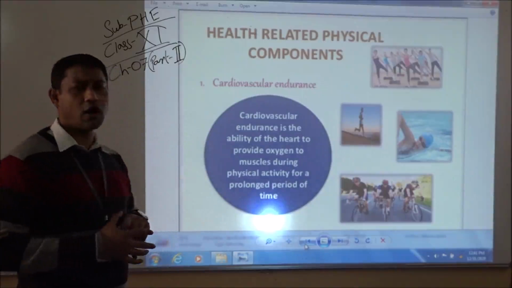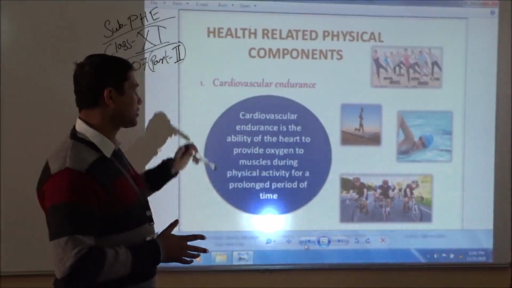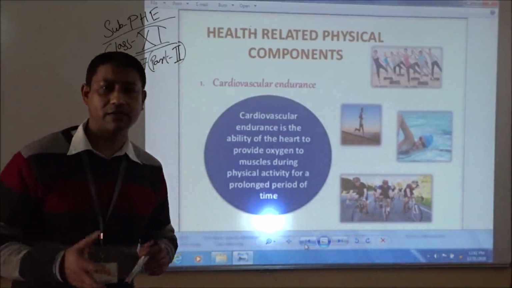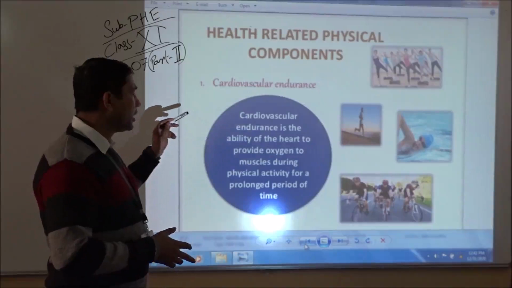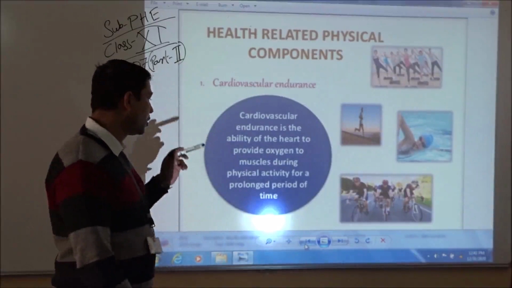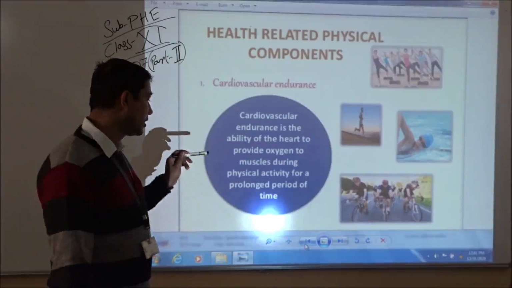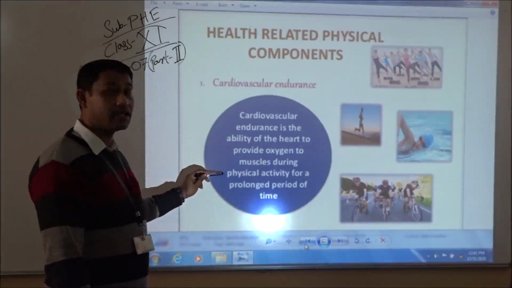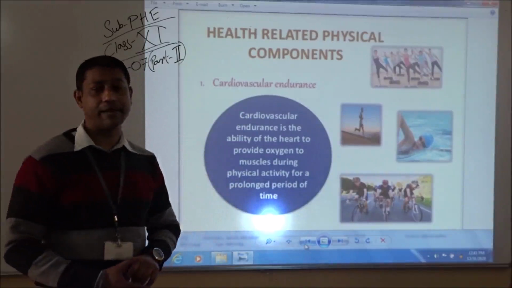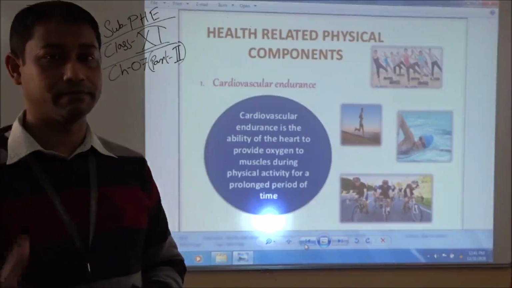The first component of health related physical fitness is cardiovascular endurance. Now what is cardiovascular endurance? Cardiovascular endurance is the ability of the heart to provide oxygen to the working muscles during physical activity for a prolonged period of time. Prolonged period of time means a longer period of time.